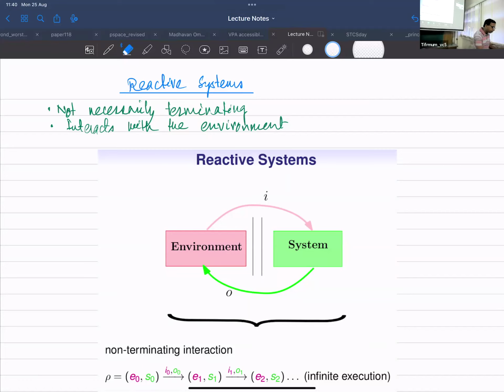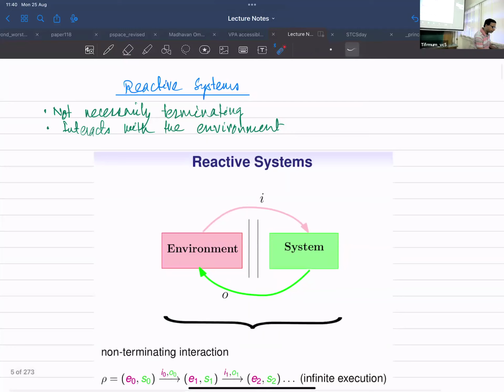In this course, these are called reactive systems. Reactive systems are systems which are not necessarily terminating. They keep on interacting with the environment. Usually the environment would send a signal, and the system would react to the environment. That's why they are called reactive.